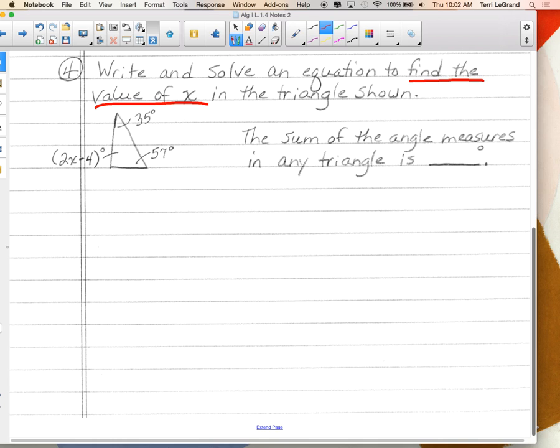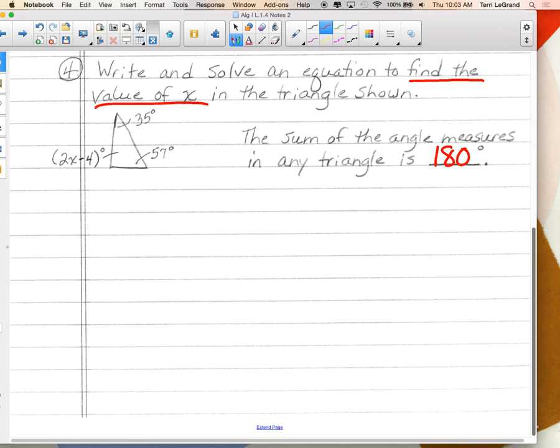So what is the sum of the angle measures in any triangle? In other words, when you add all three angles up every time, no matter what triangle we are talking about, what should it equal, class? 180 degrees, yes, 180 degrees. That's going to help us set up an equation. Anybody think they have the equation that we can use? Because that's what we're going to do. It says write and solve an equation. It doesn't say use whatever method you want. It says write and solve an equation.